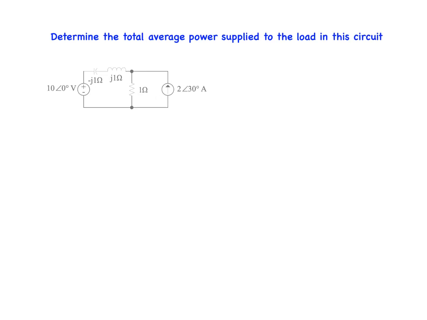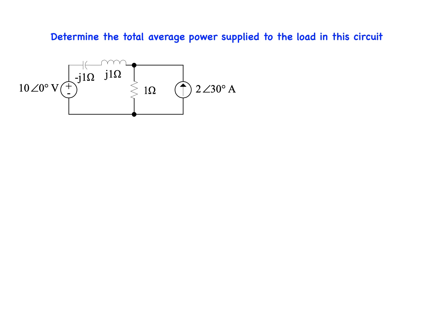This problem asks us to determine the total average power supplied to the load in this circuit. Because the series impedances of the inductor and capacitor are equal in magnitude and opposite in sign, from the standpoint of calculating average power, the network can be reduced to that shown here. An impedance of 0 ohms, or short, replaces the inductor and capacitor.